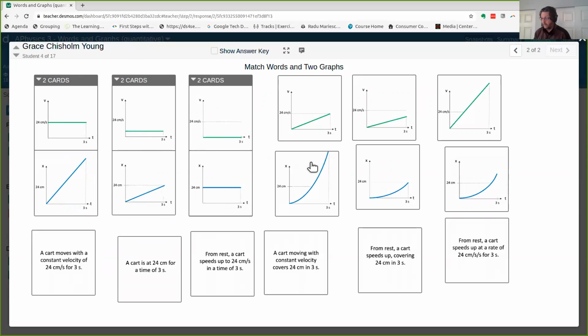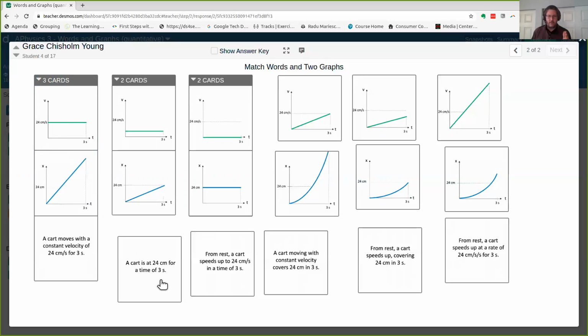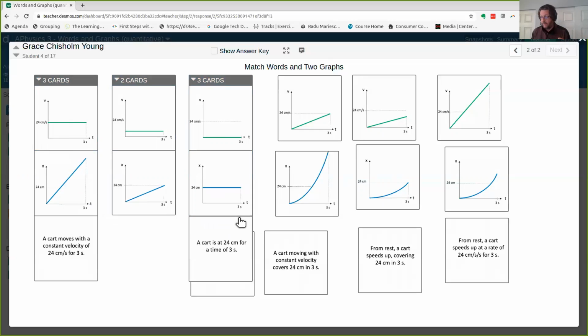Now let's look at these three. Well, actually, let me go ahead and make the descriptions match for these. So I want ones that have constant velocities or stationary positions. Constant velocity of 24 for 3 seconds. Oh, it's right there. 24 centimeters for 3 seconds. That makes it go 72 centimeters. A car is at 24 centimeters for a time of 3 seconds. That wording may sound a little strange. It is at one position, at the position 24 for 3 seconds. So that one's there.